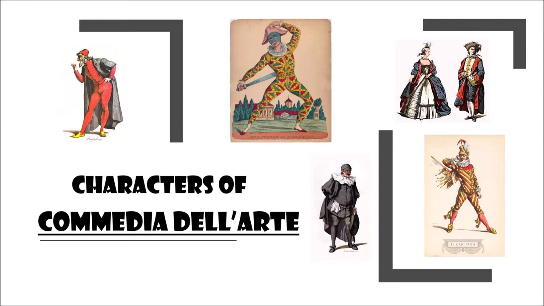Last video, we were introduced to the concept of stock characters, that is, stereotypical characters that an audience could identify on sight and immediately know who that character was and what their role in the story was supposed to be. At the tail end of that video, I mentioned that even though there were hundreds of professional Commedia troupes wandering around all over Europe, most of them still relied on the same basic stable of stock characters.